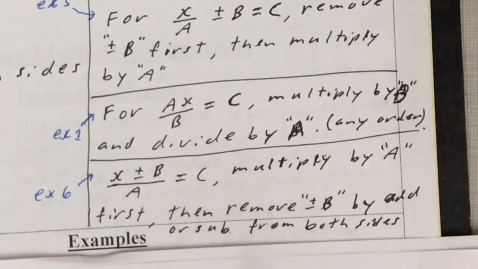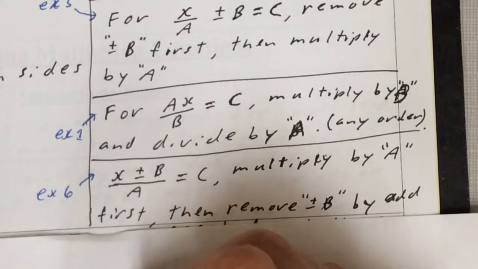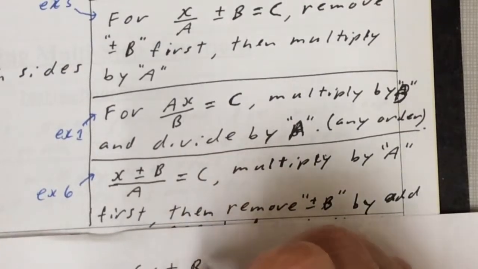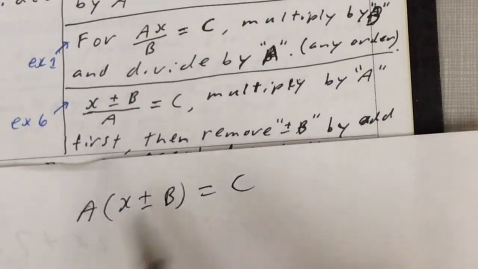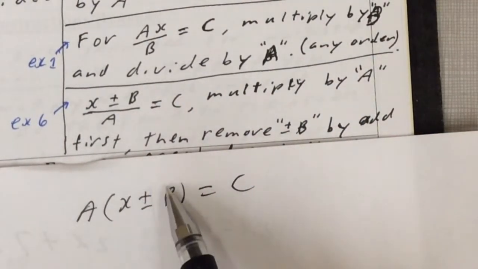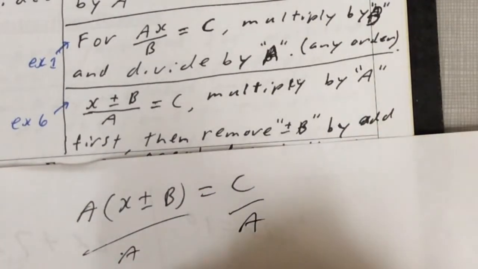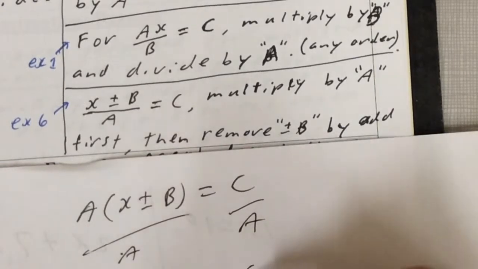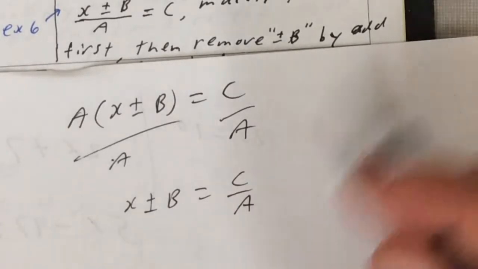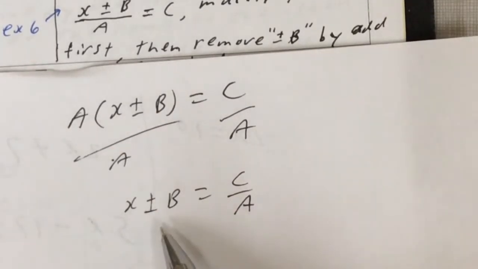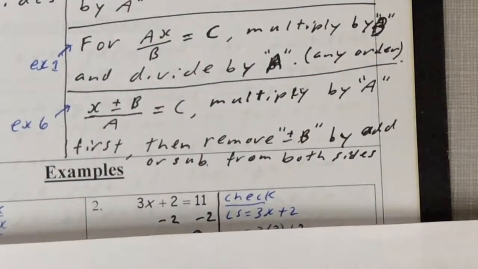And that would be the same if you had something like a times the quantity x plus or minus b equals c. In this case, you could use the distributive law and multiply that in, or you could divide both sides by a, and then you'd have x plus or minus b equals c over a. Then you would get rid of the plus or minus b by adding or subtracting. So let's take a look at some examples.